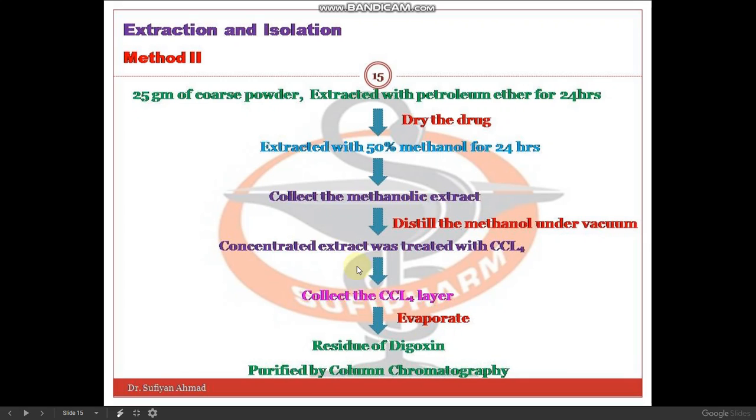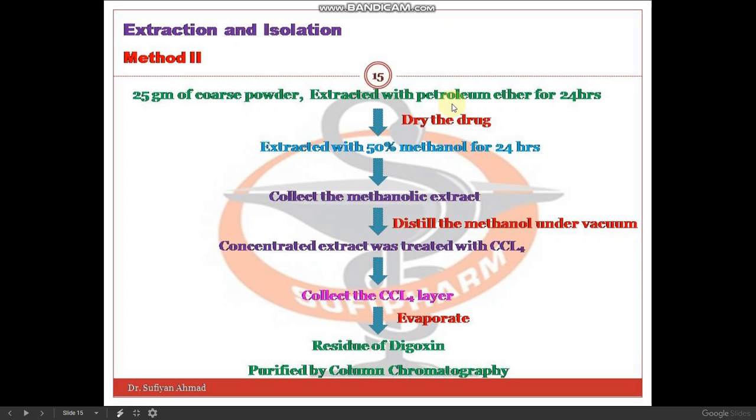Again, this is very simple. First of all, leaf is taken, extracted with pet ether to remove the fats, and we know fats are non-polar. So for dissolving the fats, we will use a non-polar organic solvent like pet ether or hexane. So this process is also known as defatting, removal of fats. So here you will take your drug, you will remove the fat or other non-polar materials which are present in the drug.